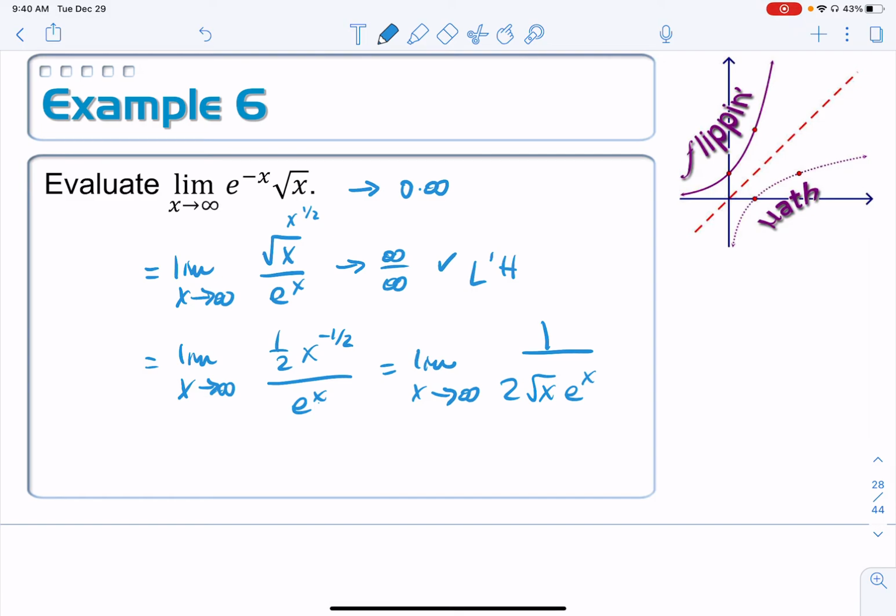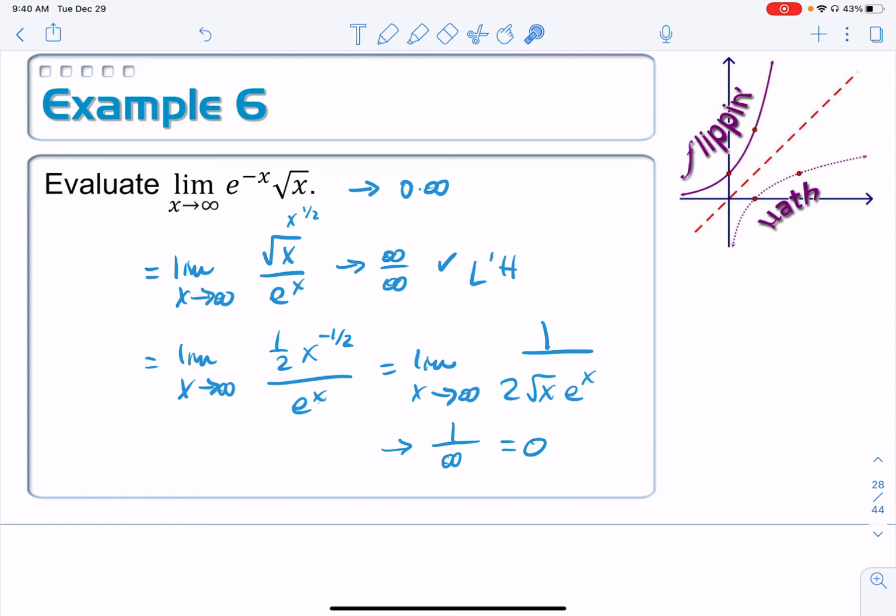Okay, so now let's do a direct substitution. 1 is on top, and then on the bottom here we get 2 times the square root of infinity, still infinity, and e to the infinity is infinity. This is super big infinity. I got 1 over infinity. Let's get rid of this and then make that thing equal to 0. 1 divided by an increasingly large number is getting close to 0. So yeah, in this particular case, we had 0 times infinity, and it turned out to be 0.